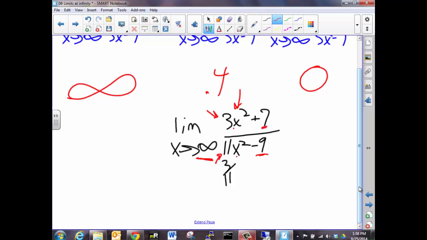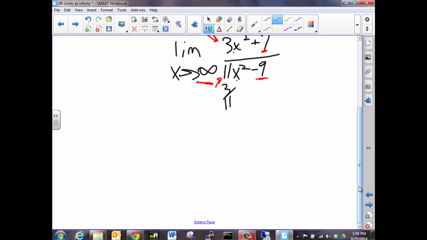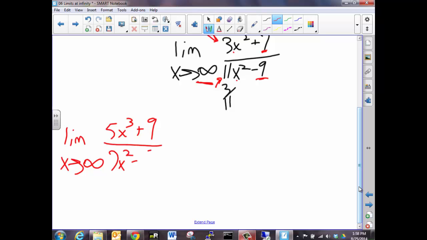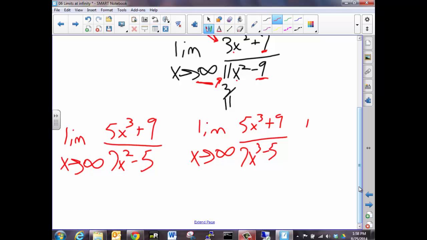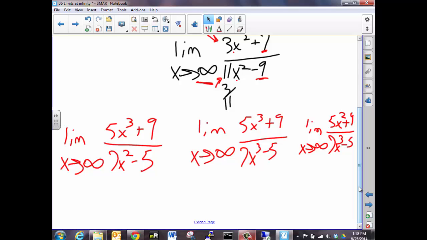All right, y'all seem to think you're smart people, so I want to give you 3 other problems then. What about this? The limit as x approaches infinity of 5x cubed plus 9 over 7x squared minus 5. The limit as x approaches infinity of 5x cubed plus 9 over 7x cubed minus 5, and the limit as x approaches infinity of 5x squared plus 9 over 7x cubed minus 5. Now see if you can use some of the same things that you were just telling me about and come up with solutions to these without doing anything other than thinking. Can you just think about this? If you can't think about it, plug some numbers in and see if you can come up with something.